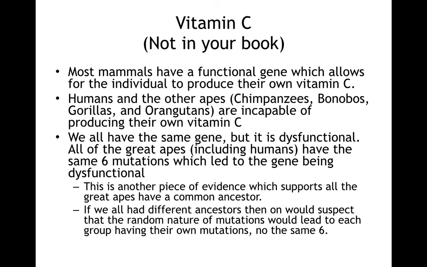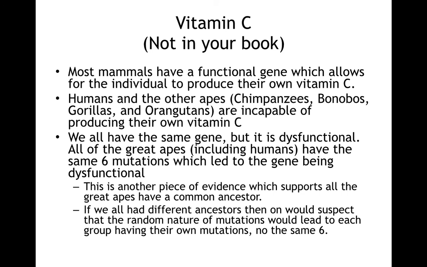what would you expect to have happen if that gene became dysfunctional in the past? You'd expect all the organisms that preceded it, come after it, to have the same mutations. If chimpanzees, bonobos, gorillas, orangutans, and humans all didn't share a common ancestor, and all didn't have a functional vitamin C gene, which is just as likely, you'd expect them to have different mutations. You'd expect different things to have occurred within the genes to make it dysfunctional.